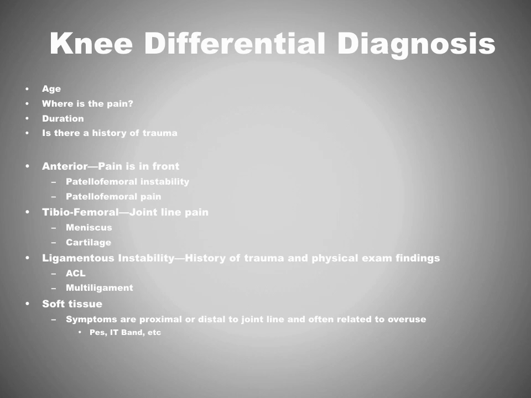Multi-ligament knee injuries will come in with a history of a severe trauma such as an ATV accident or automobile accident. And then there are certain problems which aren't really knee joint problems at all because their symptoms are proximal or distal to the joint line and often related to overuse, such as pes anserine bursitis, iliotibial band syndrome, etc.